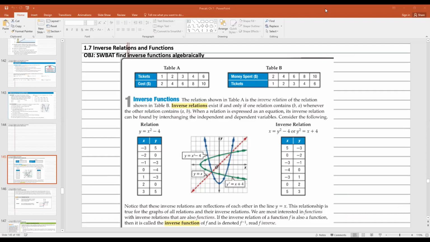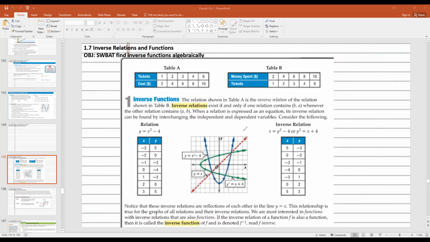All right, so let's get started with 1.7, inverse relations and functions. We're going to look at how to determine whether a function has an inverse, based on its equation, its table, and whatnot, and also we'll draw the graph of inverses.